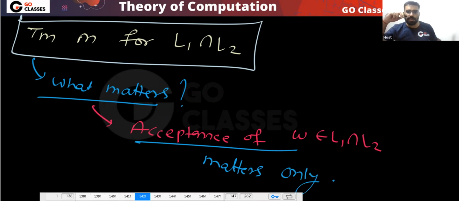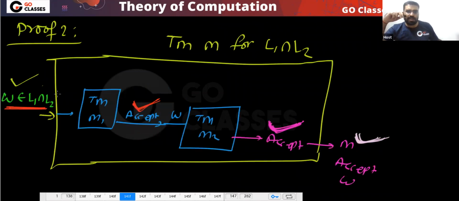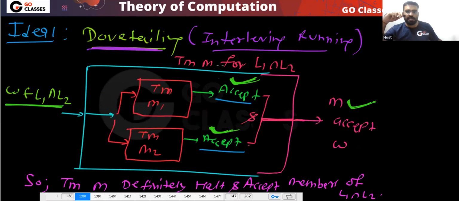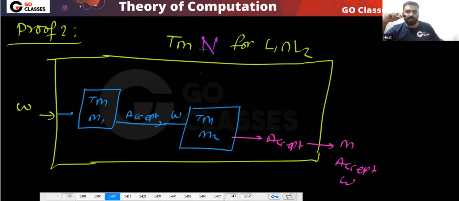Correct? Yes or no? So can you see that if W belongs to L1 intersection L2, this will definitely happen. So this proof will work, and this Turing machine will also work. We have created two Turing machines for intersection: Turing machine N and Turing machine M.